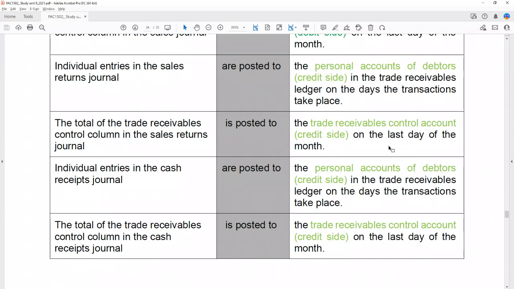So to decrease their balance in your books, you need to credit them. The same when they pay you. They physically pay you, so the amount that they owe you must decrease. And we said they are assets. Assets decrease on the credit side. So therefore, when they pay you, that transaction must be recorded on the credit side in their accounts in the trade receivables ledger.